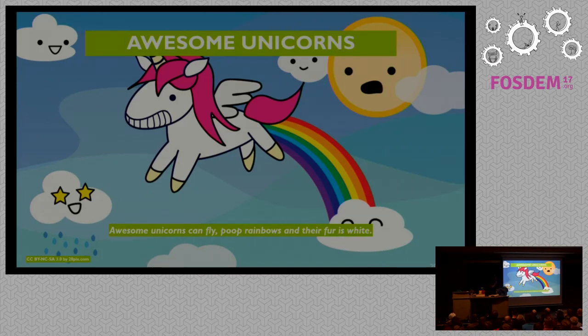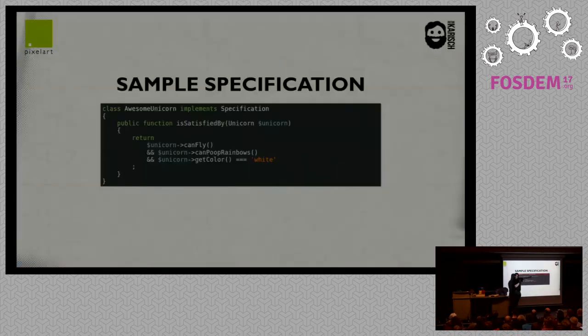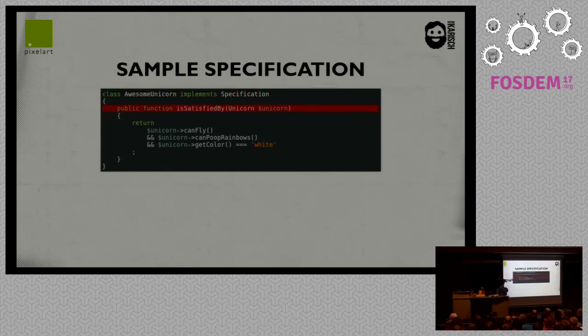To turn this business rule into a specification, we can create a simple class called AwesomeUnicorn, which implements a specification interface. The specification interface is simple. The only method it has is isSatisfiedBy. In this case, we pass in a unicorn instance, and we can test the unicorn on its methods: can it fly, can it poop rainbows, and is the color white. It either returns true or false. That's all about the specification class.